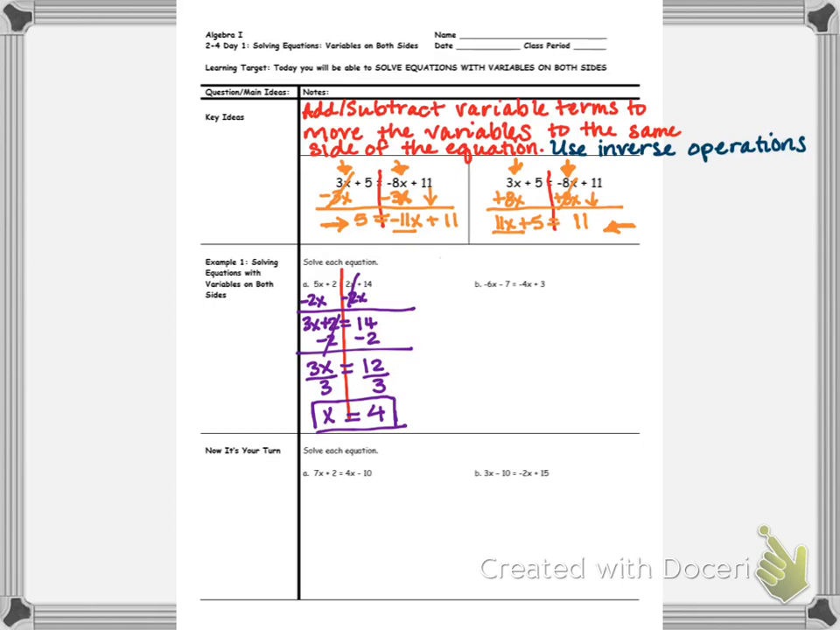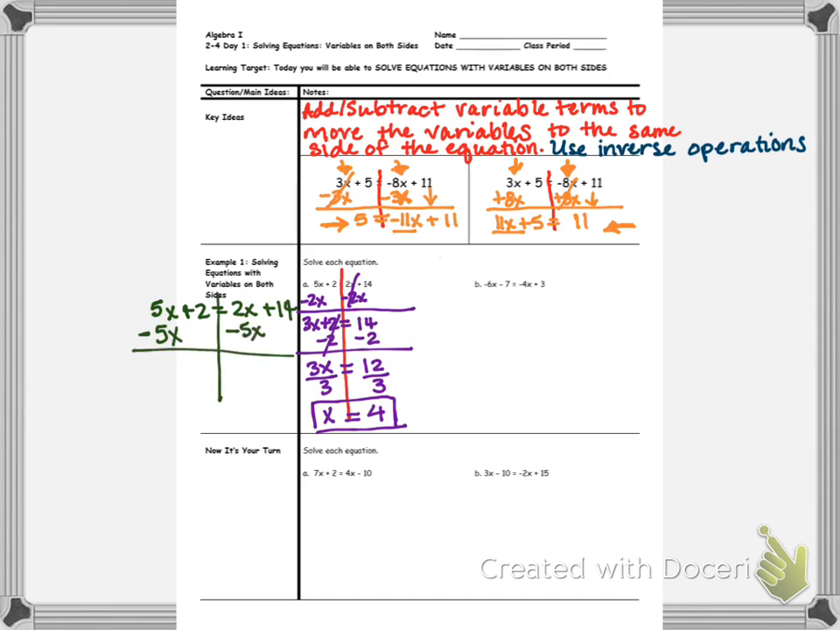And so over here, let me use the green. I'm going to show you what if I move the 5x over? So using that same equation, 5x plus 2 equals 2x plus 14. So I'm going to move the 5x this time. It's a positive 5, so I'm going to subtract.